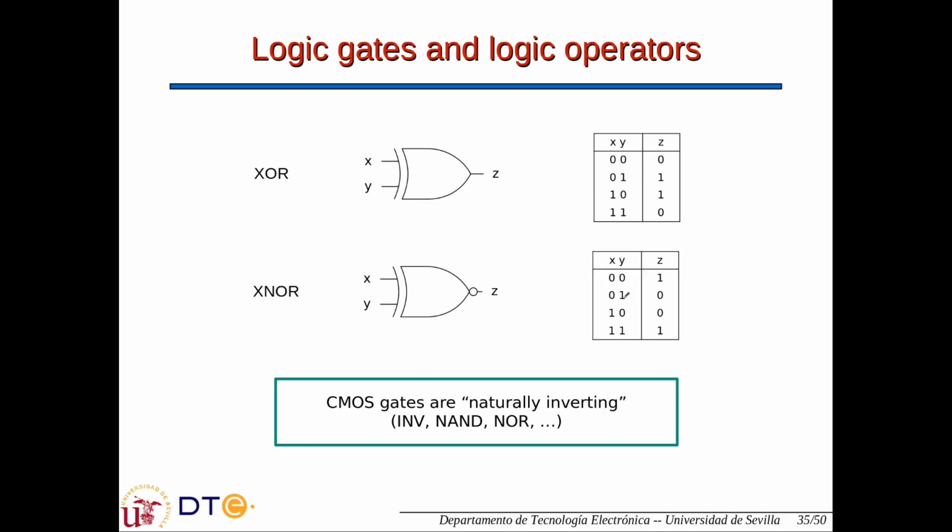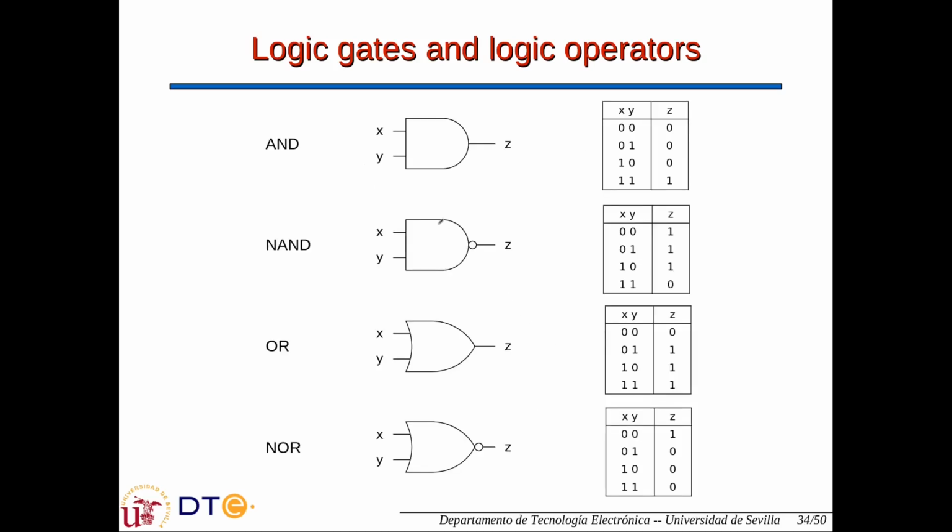But now, how do we build these gates from the basic electronic devices like we have done with the inverter? The first thing to consider is that when we use the current technology of using MOS transistors, the functions that we will generate are naturally inverting. It means that it is easier to implement the inverting versions of the gate. So it's easier to implement a NAND than an AND gate, or a NOR than an OR gate.